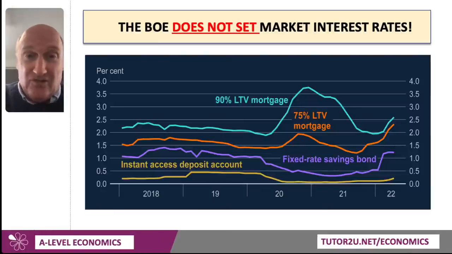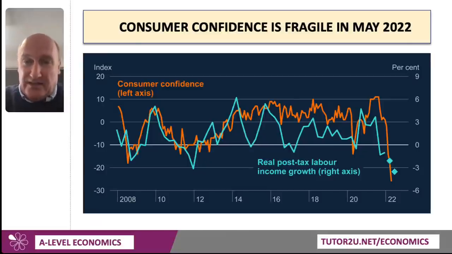Now, the next chart, I think, is really quite interesting. When you go into the exam on Monday, interest rates are going up, but consumer confidence is going down. Consumer confidence, which is a survey measure, is now at its lowest level for 40 years. In part, it's because people are taking a hit to their real post-tax income: higher taxes, wages falling behind inflation. Now, you could use that as an evaluation point. The case for the Bank of England raising interest rates at a time when consumer confidence is very fragile increases the risks of a recession would be a nice phrase to use, wouldn't it?